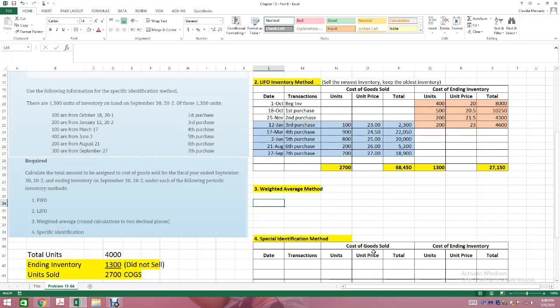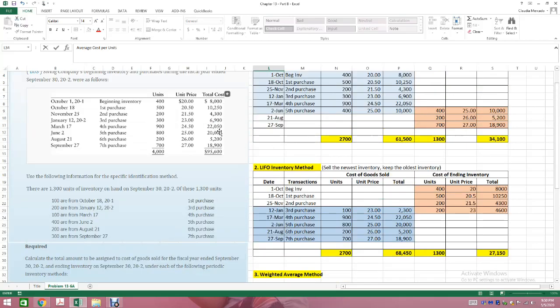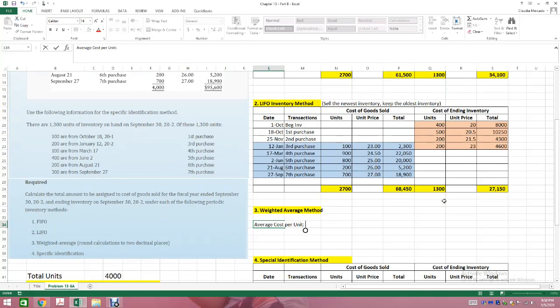Now, let's look at the weighted average. The weighted average is the simplest one of all of them. So the first thing we need to do is figure out the average cost per unit. To calculate the average cost per unit, you're just going to take your total cost divided by your total units.